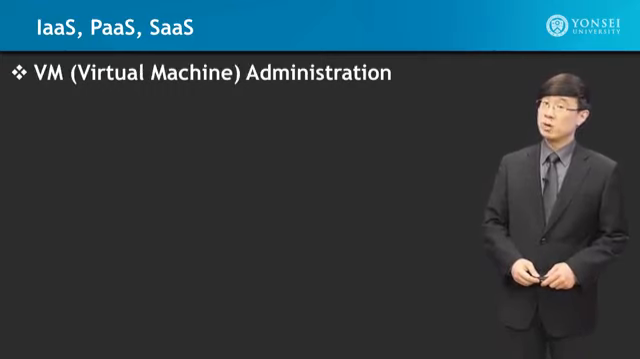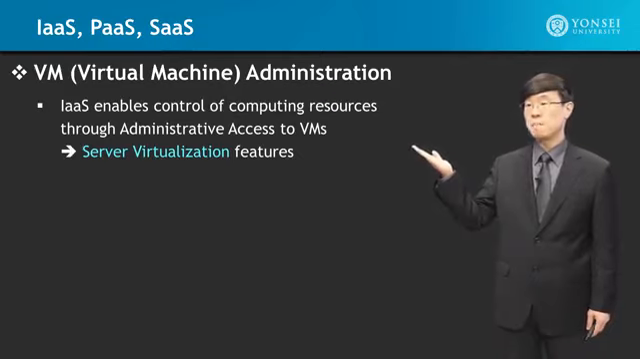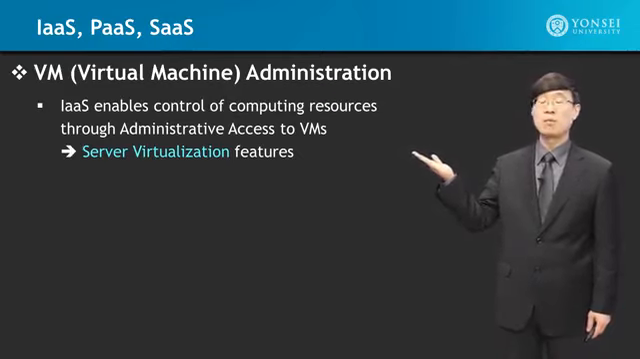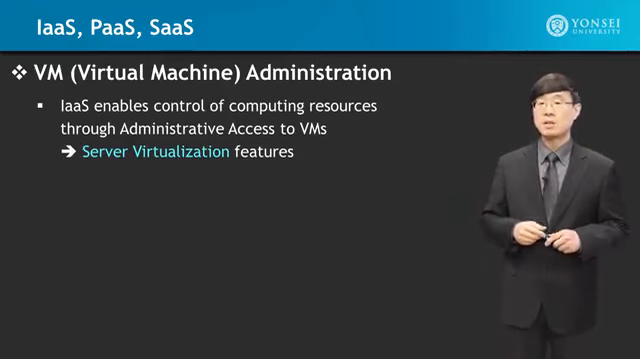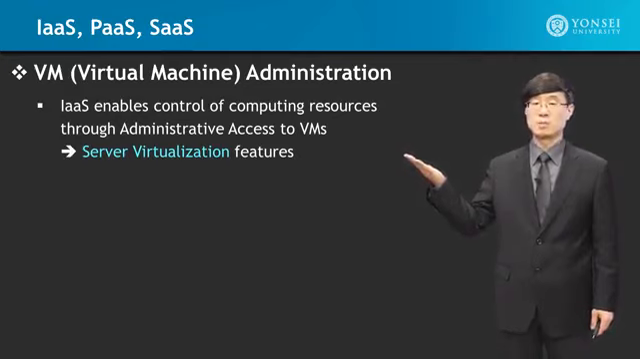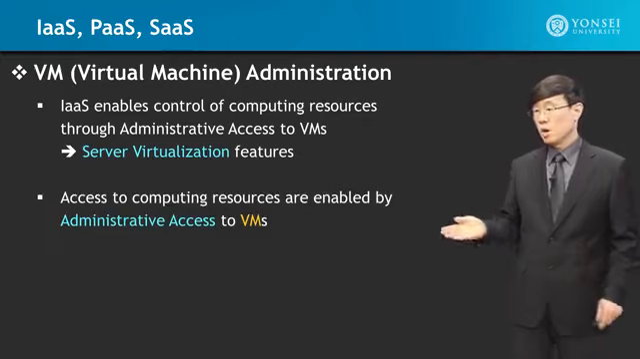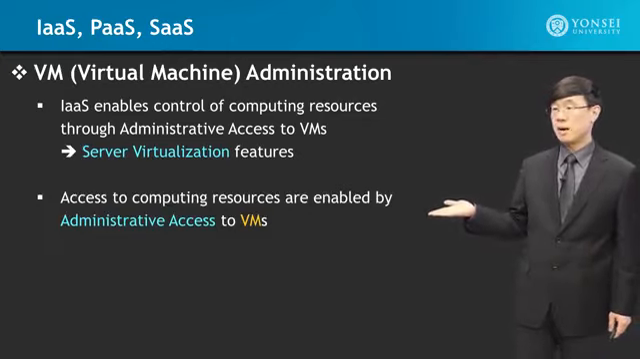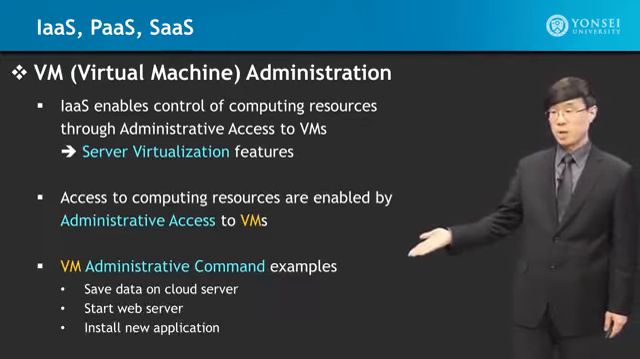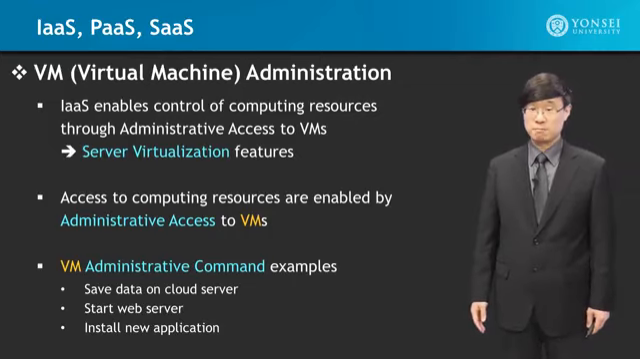Virtual machine administration. IaaS enables control of computing resources through administrative access to virtual machines. When you talk about cloud computing techniques, virtual machines are definitely one of the key features. Server virtualization features are essential. Access to computing resources is enabled by administrative access to virtual machines, where virtual machine administrative command examples include save data on cloud server, start web server, install new application, and many others.